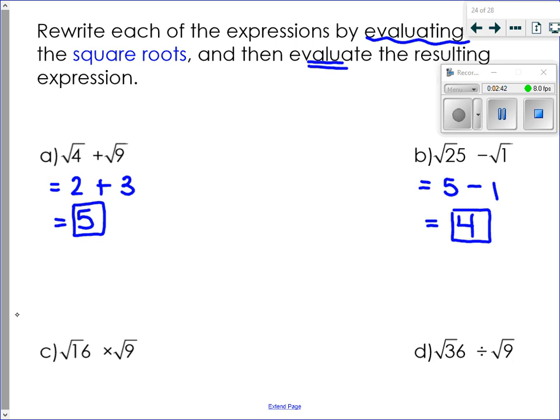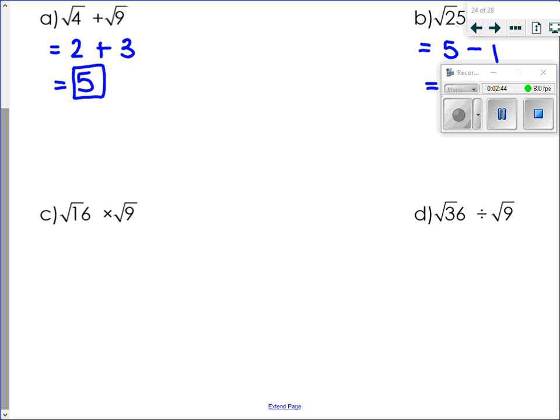Let's have a look at C and D at the bottom of the page. The square root of 16, well, the two identical factors that multiply together to give me an answer of 16, 4 times 4, right. So the square root of 16 is 4 times the square root of 9. Well, 9 is 3 times 3, so the square root of 9 is 3. So my expression actually says 4 times 3, which is 12.